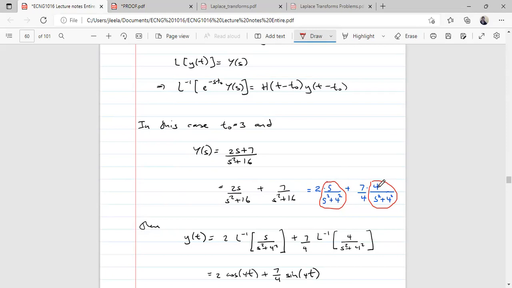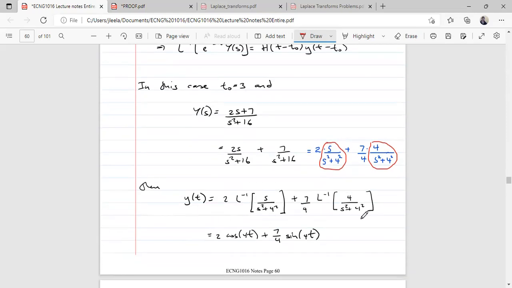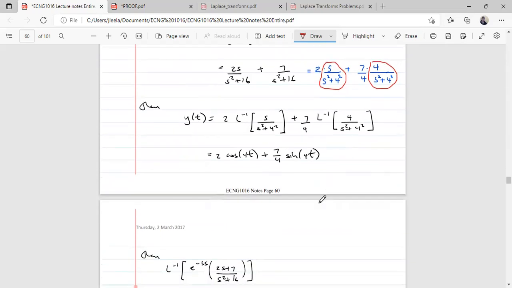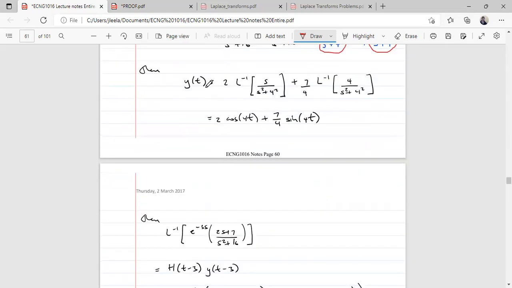So now remember on top here we have 7, right? So I pull out the 7, and then this here will give me 4 here, so I divide by 4 here, right? You see exactly that's been done here. Watch it here. So this will be the Laplace inverse of s over s squared plus 4 squared. So that is 2 times cos 4t plus 7 over 4 sin 4t. So that is your y(t), right?